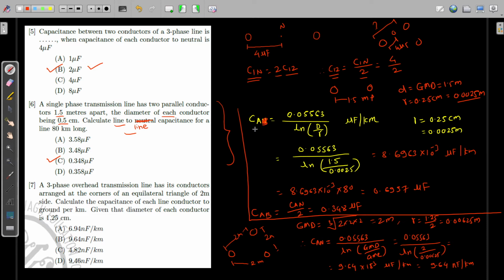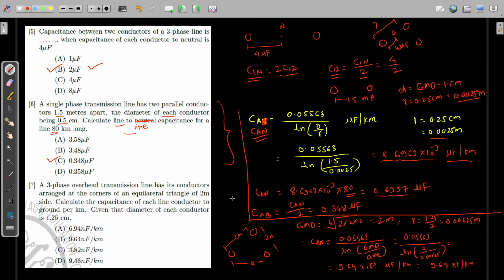I have used the formula to calculate the capacitance CAN, for any conductor to neutral. CAN is equal to 0.05563 natural log of D by R microfarad per kilometer. D value is given as 1.5, R value is 0.025. If I substitute this, the capacitance to the neutral is 8.6963 into 10 raised to minus 3 microfarad per kilometer. The total line length is given as 80 kilometers, so I have to multiply it with 80 to get the total capacitance. It will give you 0.6957 microfarad. So this is the CAN capacitance. The CAB capacitance is half of that CAN, that is CAN divided by 2.